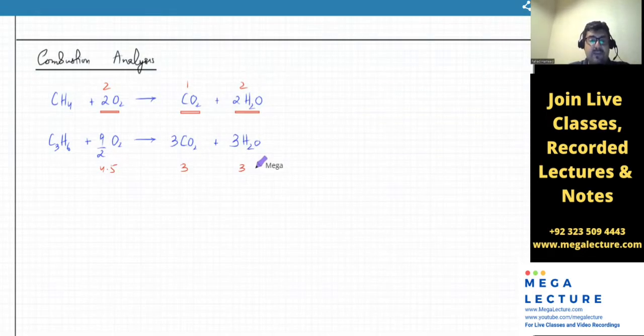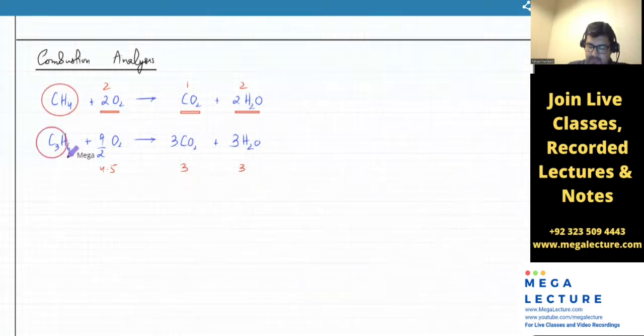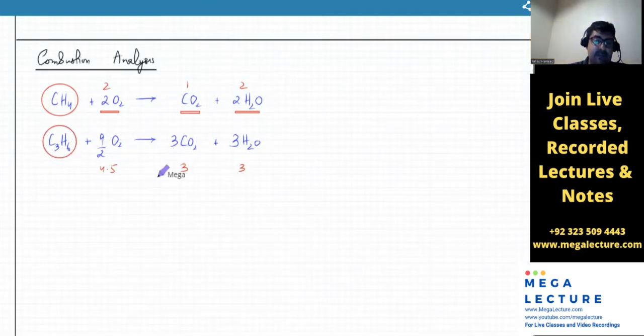If you know the mole ratio, you can figure out the formula of the hydrocarbon, right? If somebody tells me that there is a hydrocarbon that produces 30 cm³ of carbon dioxide and reacts with 45 cm³ of oxygen, I can be pretty sure that it's C3H6.